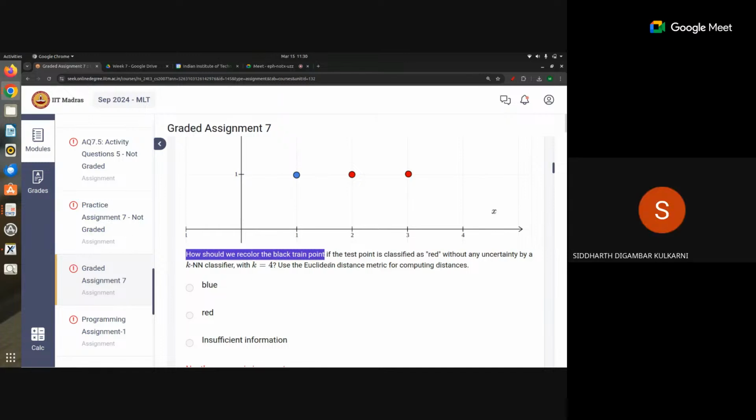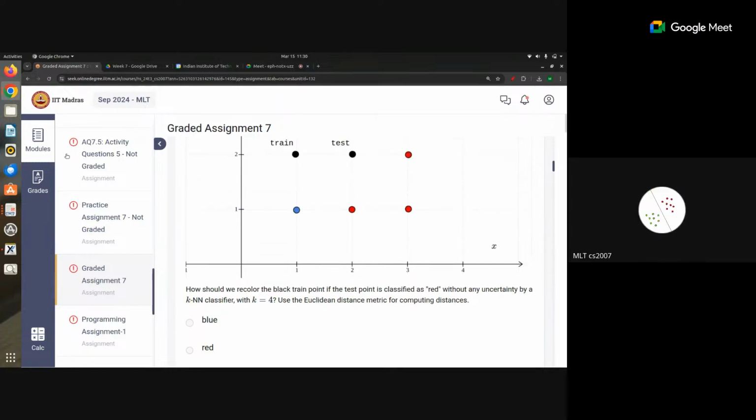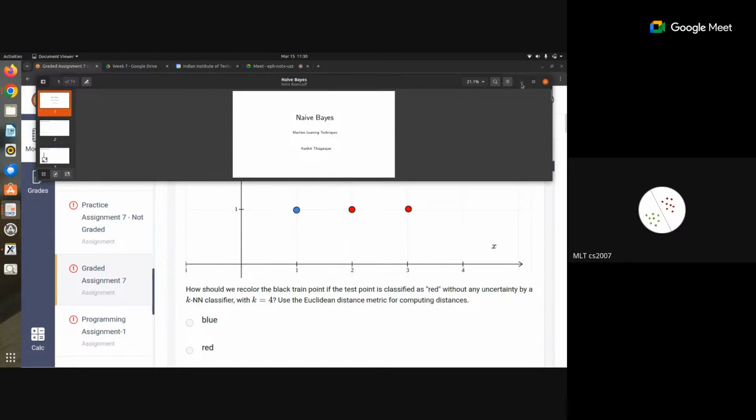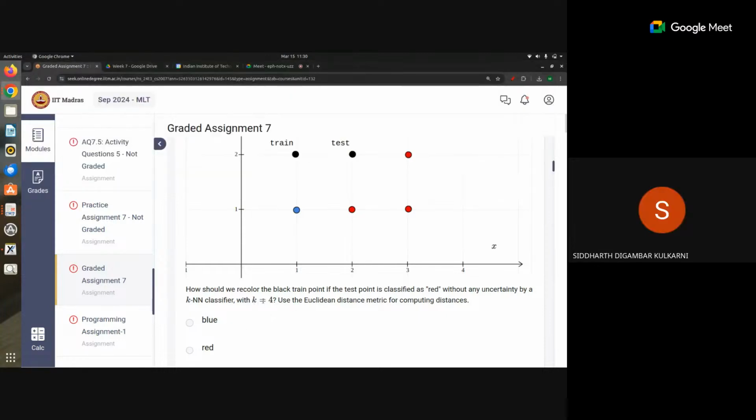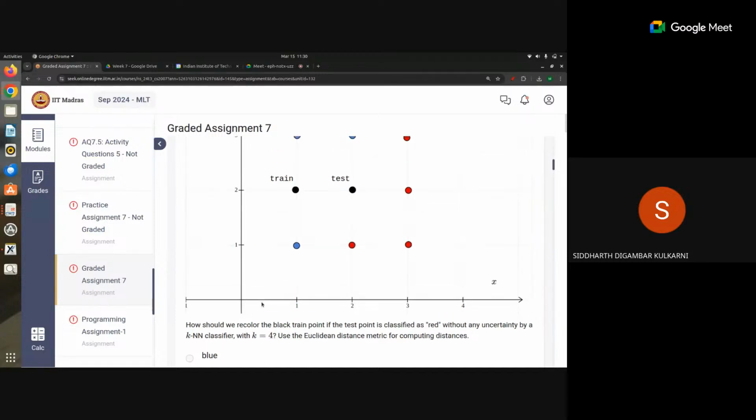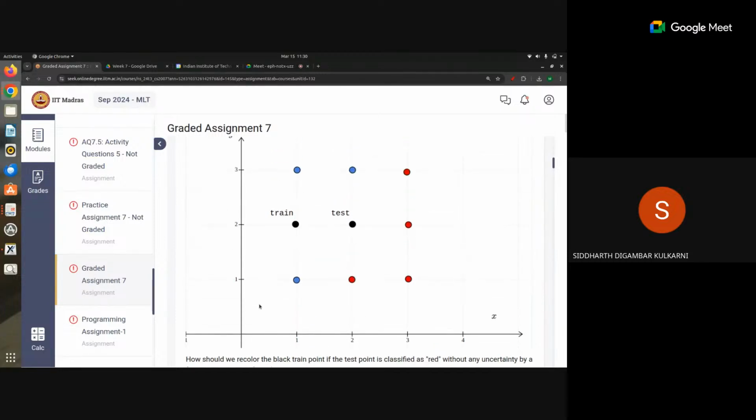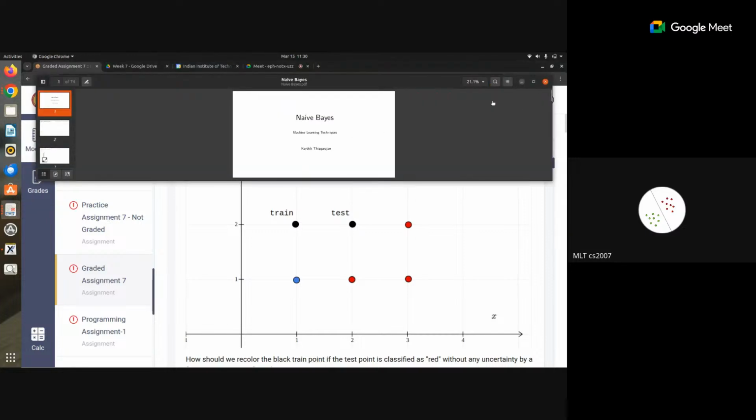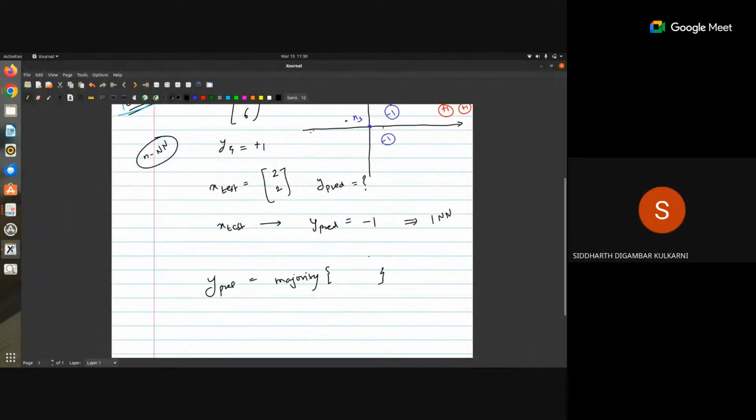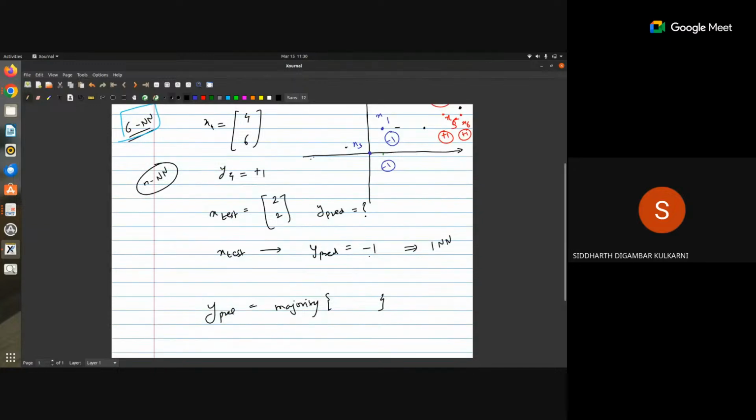Sir, does k always have to be odd? No, not required, it can be anything. Here in this case, k equals to 4. If we keep it even, then there is a chance of a tie. But if it is odd, then there is no chance of a tie, right? By convention, we take k as odd numbers, because it will not give you the tie situation.